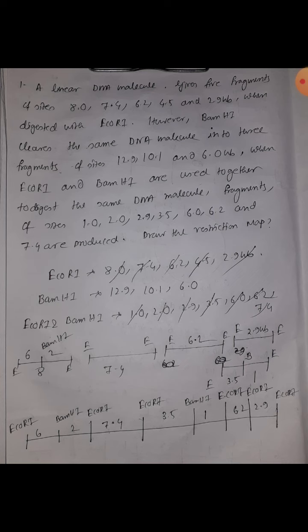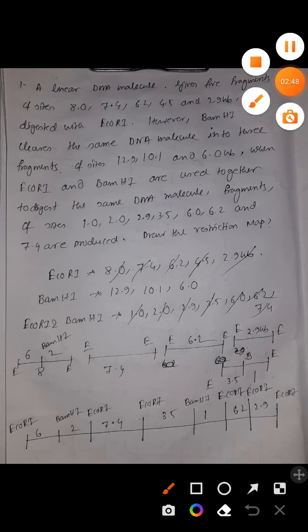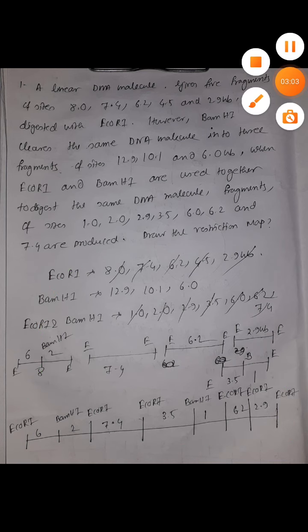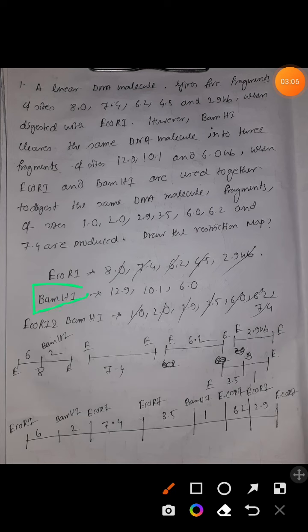Now we have to construct the map. Now we need to consider the combination, so that we can construct a map that will fulfill all the information that they have provided us. So for fulfilling the combination, I have told you that you need to focus on BamH1. So there are 3 fragments, 12.9, 10.1 and 6.